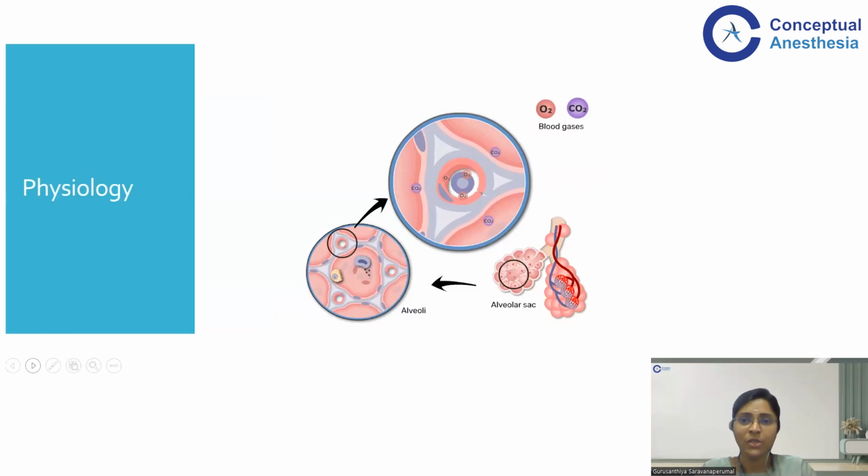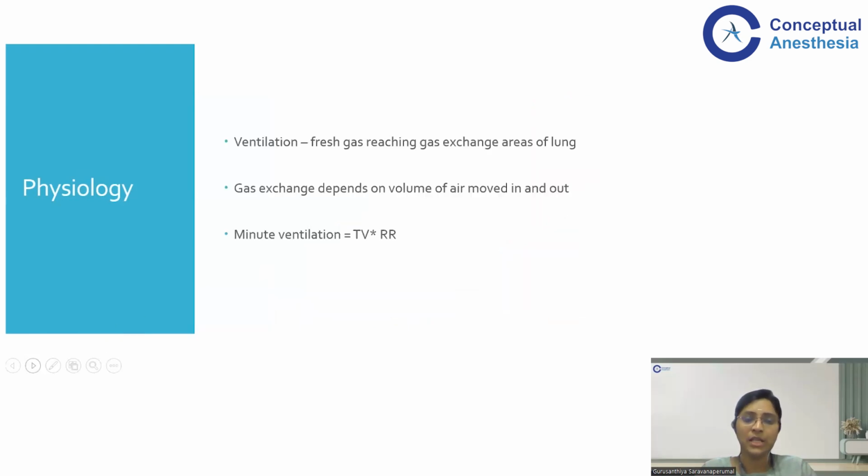And the normal physiology of the respiratory system is to aid in oxygenation and remove carbon dioxide from the body, and it is achieved by ventilation. Ventilation is fresh gas reaching the alveoli for gaseous exchange, and the gaseous exchange depends on the volume of air you are giving in and the volume of air you are removing out. Normally minute ventilation is tidal volume into respiratory rate. Tidal volume is the normal amount of air which you inhale or exhale during quiet breathing. So the minute ventilation is tidal volume into respiratory rate.